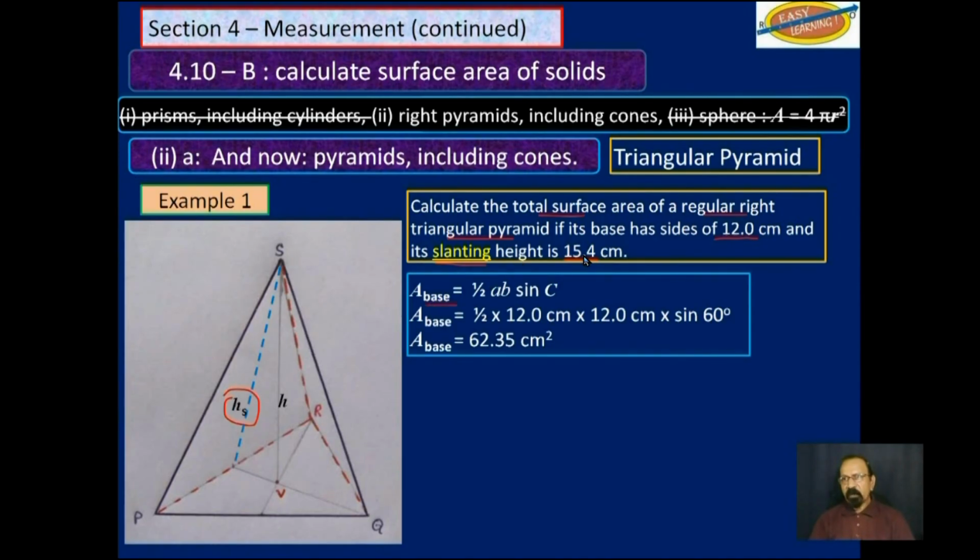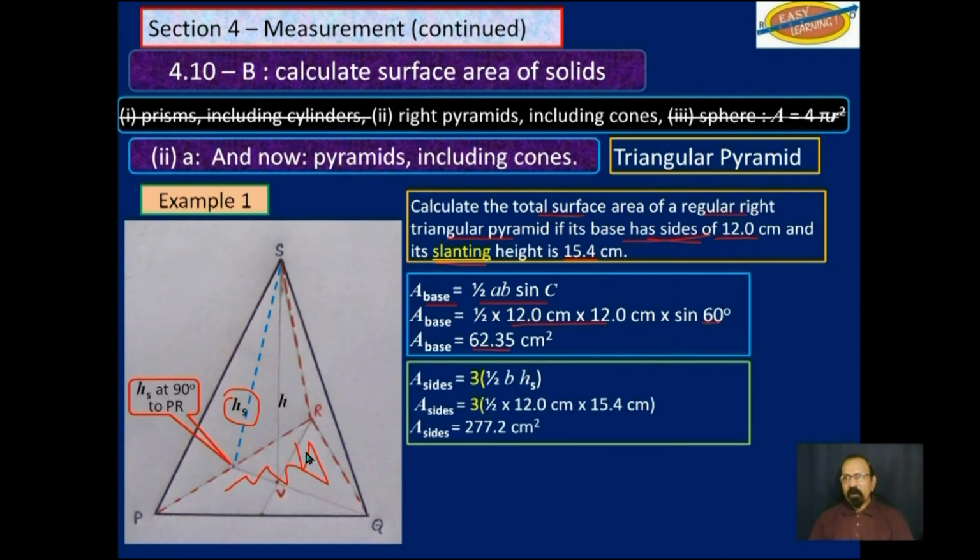Now let's deal with the area of the base first. Half AB sine C. Since it is an equilateral triangle, we know that all the sides are equal and the angle is 60 degrees, because all the angles are equal too. So half times 12 times sine 60 would give us 62.35 square centimeters. That's the area of the base.